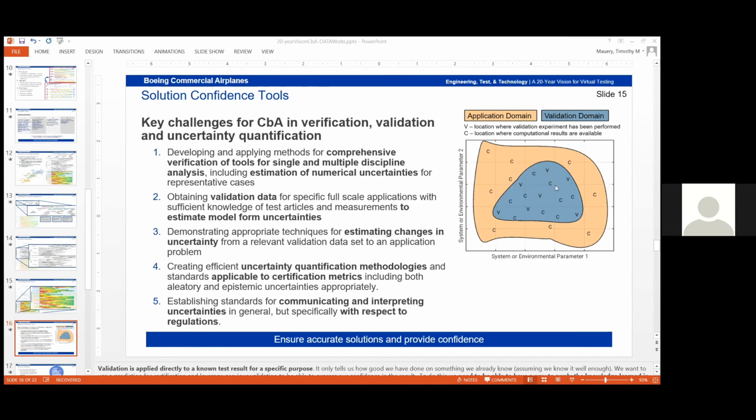So there's going to be some interpolation, and we have a fair amount of confidence in interpolation, but we aren't going to be able to validate every single point where we need computational results. And so we're going to have to figure out how to extrapolate the validation domain to the regions where we want it to be applied. There's a fair amount of work that needs to be done as far as solution confidence tools go.